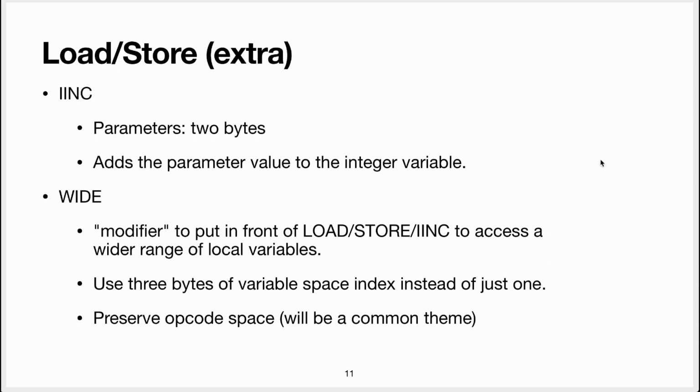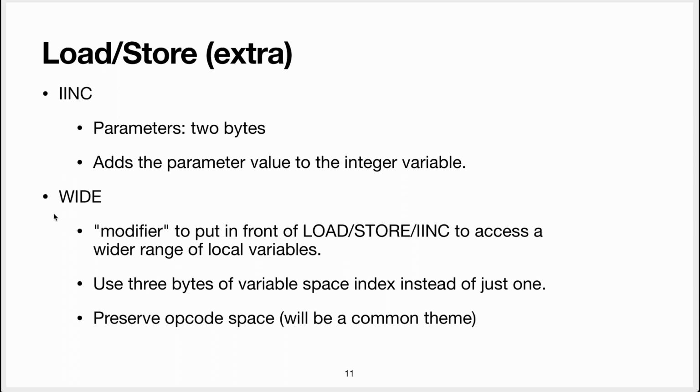Now there are some more peculiarities, and these are not super important, but let's mention them briefly. So there is INC, which basically takes as parameter 2 bytes and interprets that as a short, and it adds that value to an integer variable. The reason is that incrementing an integer variable is very, very common. That's what you do in for loops all the time, and so they provided a specialized instruction to do that.